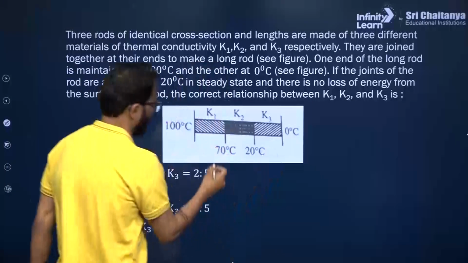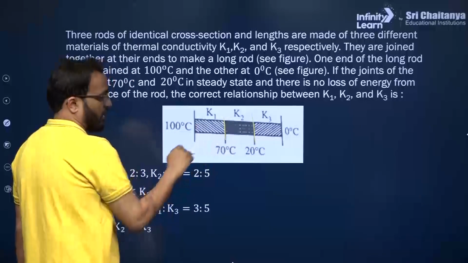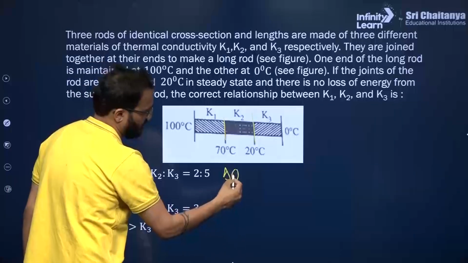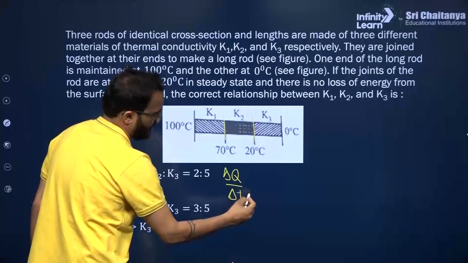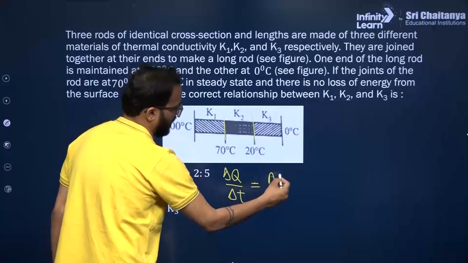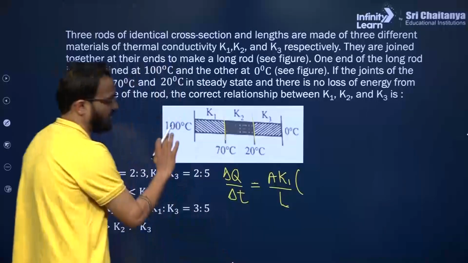We will say, see, this is 70 degrees, this is 20 and this is 0. Length are same, area are same. So you will say delta Q by delta T will be same, right? Because they are in series. So it will be AK by L. So A into K1 by L into what is the temperature difference? 30.